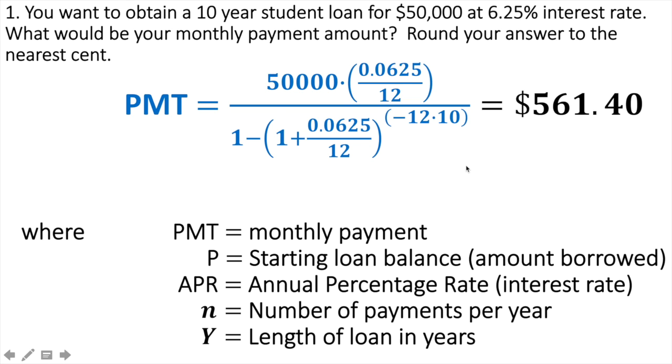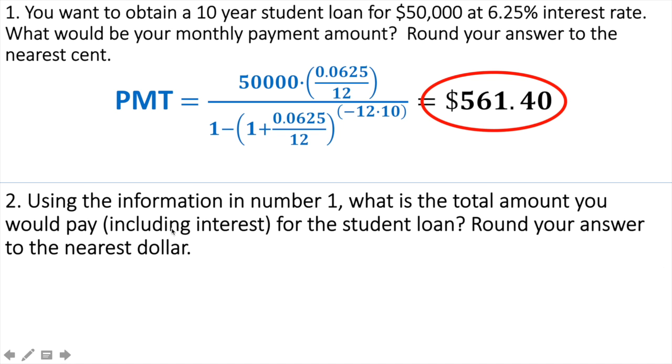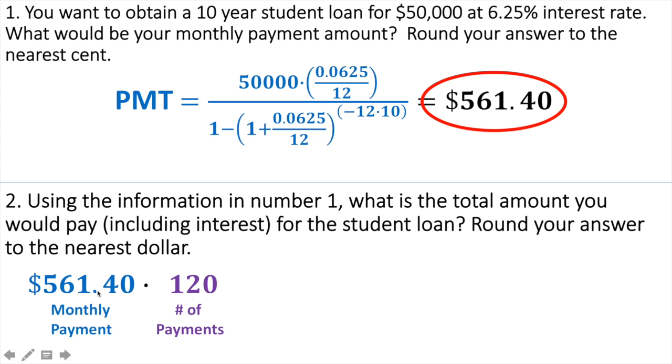The question asked, what's the total amount we're going to pay? So let's bring that in using the information from number one, this payment. What's the total amount we would pay? All I'm going to do is take the payment amount, $561.40. That's my monthly payment. Multiply that by the number of payments. Well, this is a 10-year loan, and there are 12 monthly payments in a year. So 12 times 10 gives me 120. So $561.40, the payment amount, times 120 months. That's how many months we make payments. And that will give me my answer.